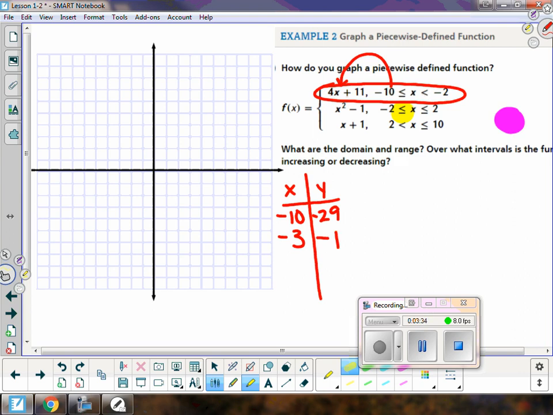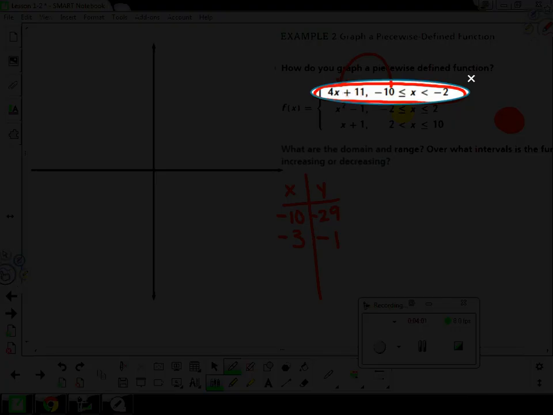Now let's play a little what if. What if -2 was allowed to go into the red equation? Let's be rebels here, and let's put -2 into the top equation just to see where that first line stops. Here's why. Is -2.5 in this domain? Is -2.5 between -2 and -10? Yes. Is -2.1 in that domain? Yes. Is -2.01? Yes. So we want to see where this thing ends when you get to -2.